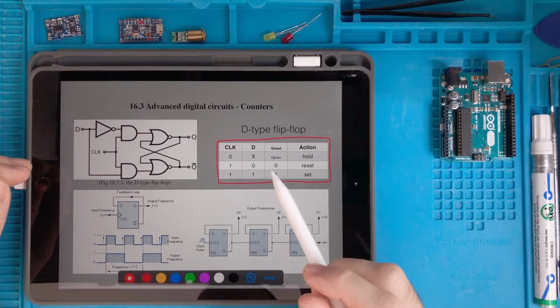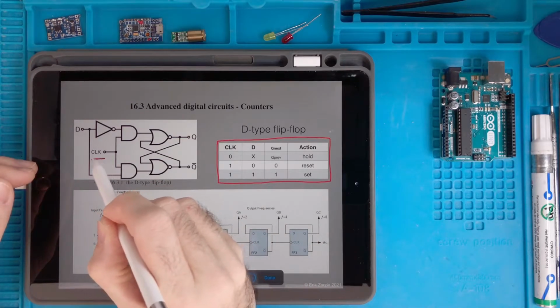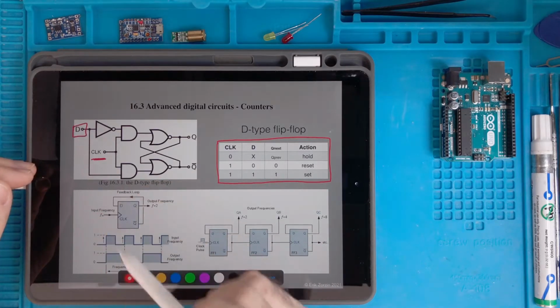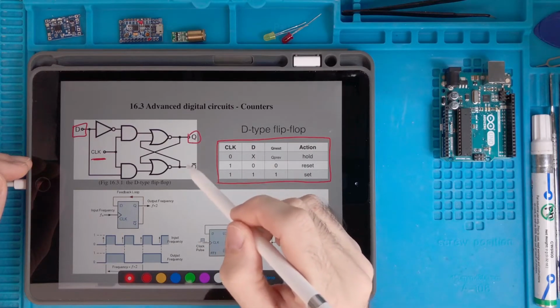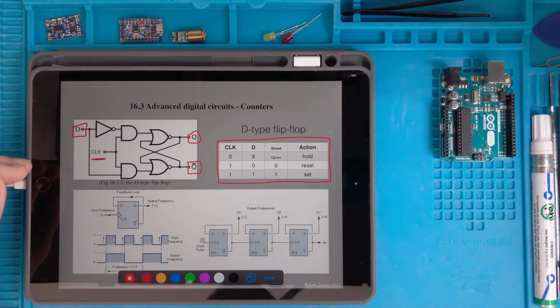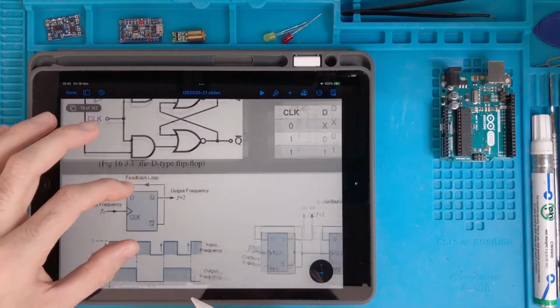So now we have two inputs. One is called clock and the other one is called data, and then two outputs, Q and its complement, Q negated. And this thing is useful in order to build this circuit here.